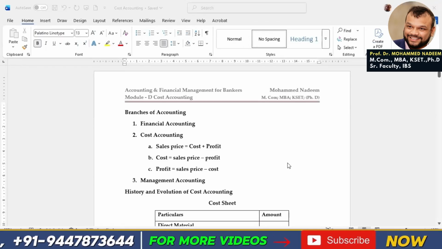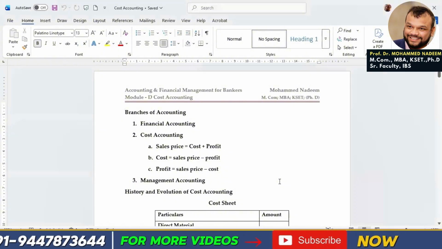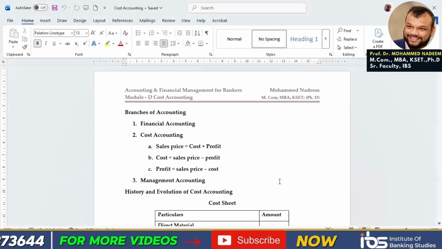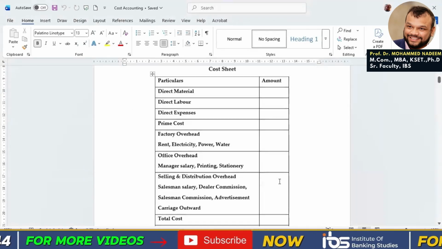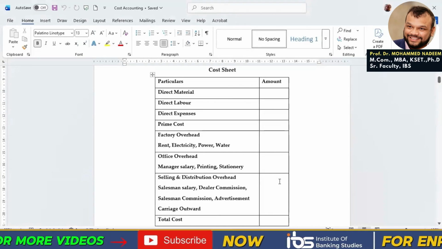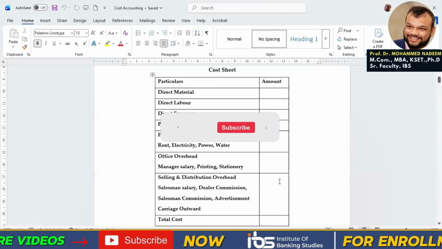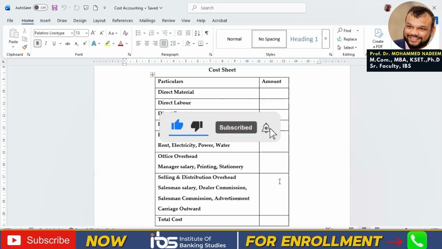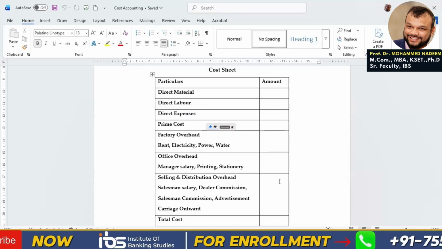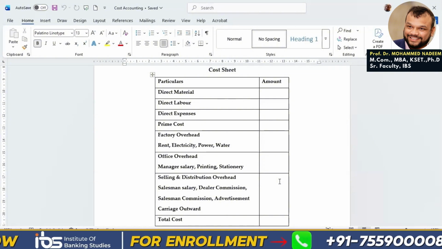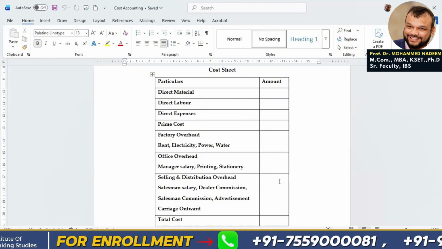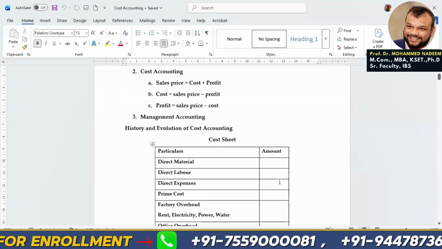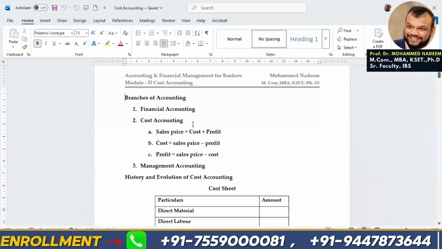We have discussed in the last class that how many branches of accounting we were having. I have told you, right? How many branches we have got? Branches of accounting. Three branches of accounting, which are those? Yes. Okay. So now we are studying the cost accounting branch.